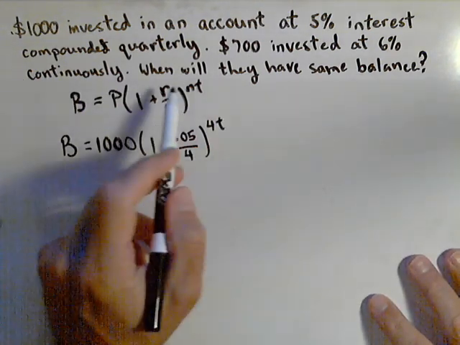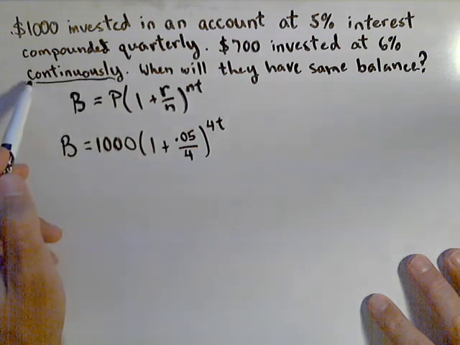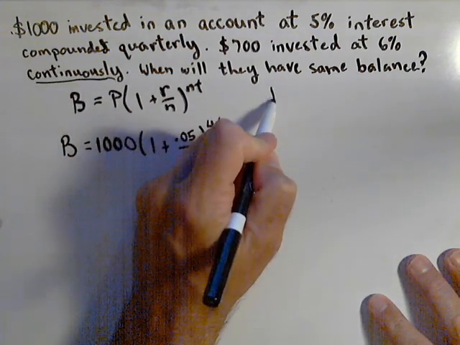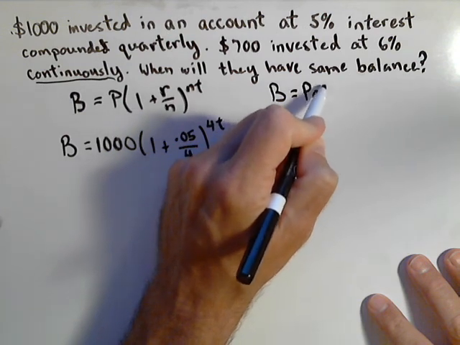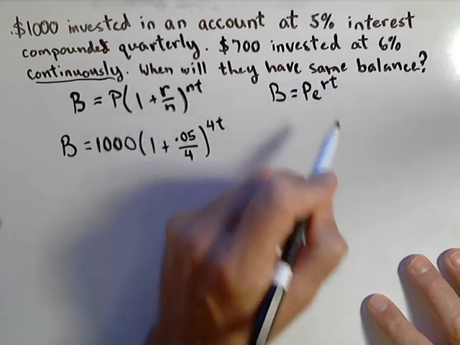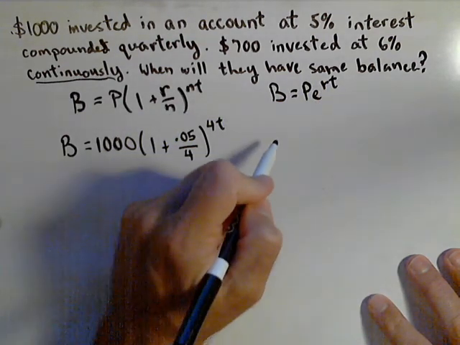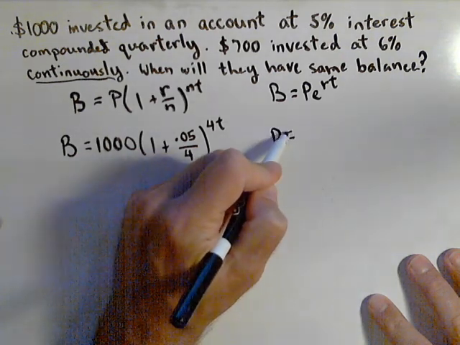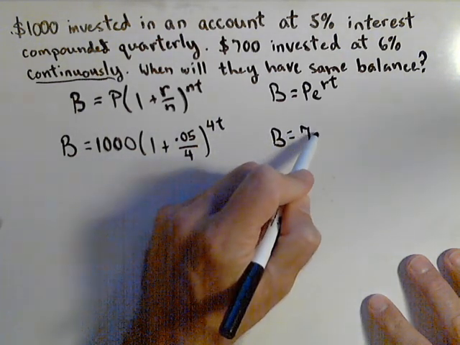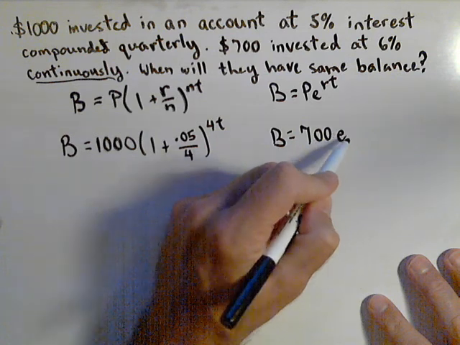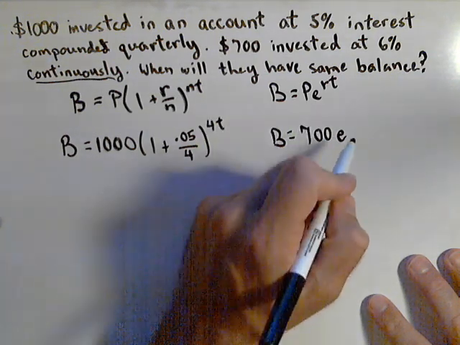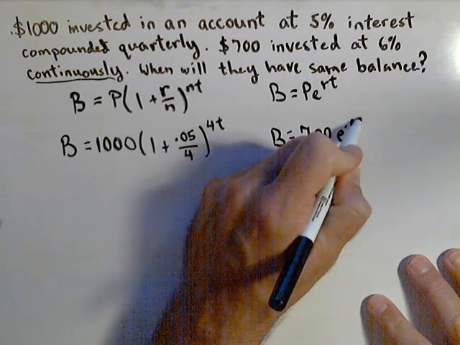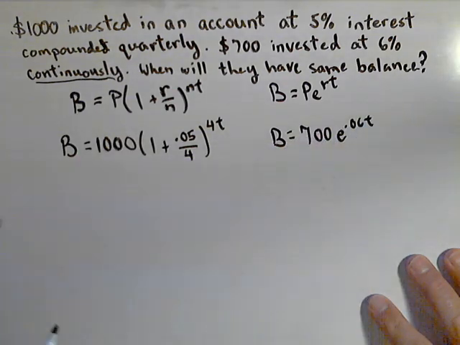The second will be similar, but notice it's actually being compounded continuously. Continuously, we have a slightly different formula, sometimes called the PERT formula. It's B equals P e to the rt. Looks like it spells PERT. So for our second account, our initial amount is $700 times e, which will always be in compounded continuously, raised to the rate, 0.06t. So we don't need to worry about the number of compounding periods.